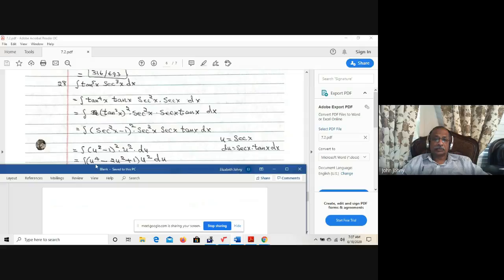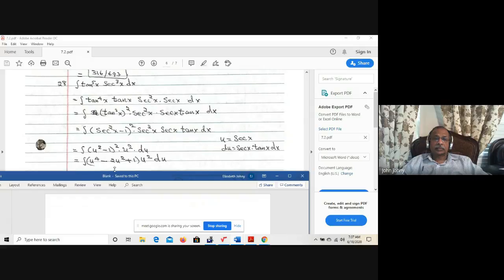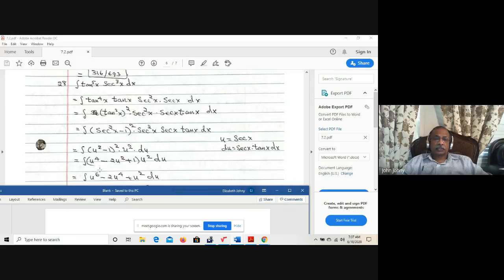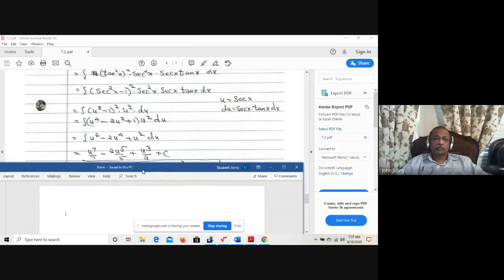No, it's not time to distribute u, FOIL this. U square minus 1 the whole square is u to the 4 minus 2u square plus 1, multiplied by u square du. Now distribute u square. You get u to the 6 minus 2u to the 4 plus u square du. Now use the power rule. That is equal to u to the 7 over 7 minus 2 times u to the 5 over 5 plus u to the 3 over 3 plus c.